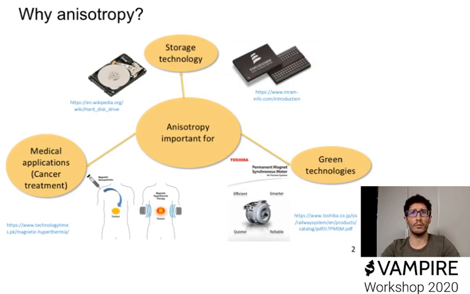But for example, electric motors, as for example Toyota develops them, use magnetic materials. They use permanent magnets which have a very high anisotropy as well, and as well in medical applications such as for example hyperthermia, where magnetic nanoparticles can be used for treatment, for example, of cancer. And the anisotropy plays a very important role in how you can use them in these cases.